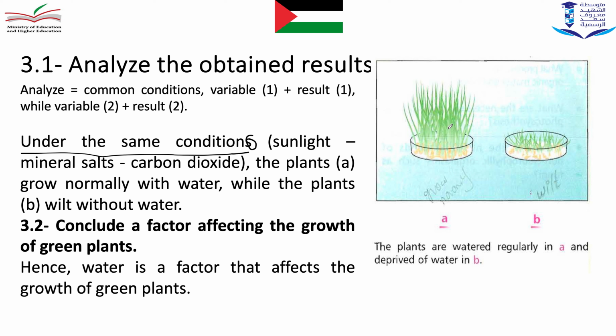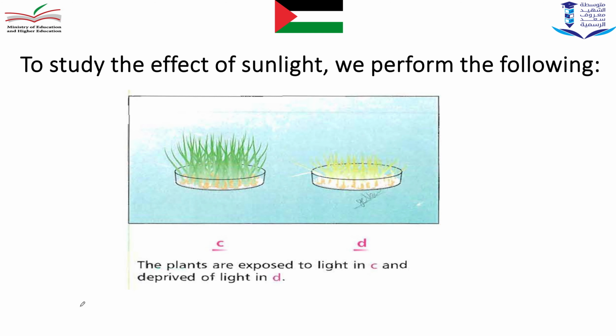The plants A with water grow normally, while the plants B without water die or wilt. So don't forget to write the variable factor and what happens to each plant. Conclude the factor affecting the growth of green plants: hence, water is a factor that affects the growth of green plants. It's a simple experiment. Now we want to study the sunlight.